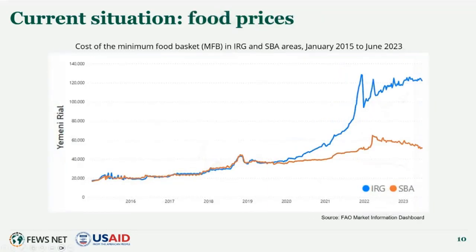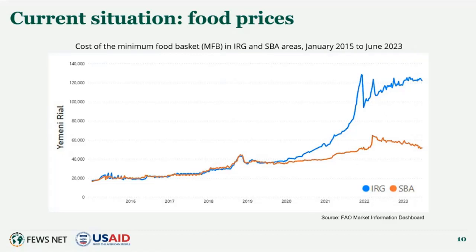Now we'll turn to look at food prices, which are, of course, very important to food security in Yemen. In Yemen, most poor households, even in rural areas, depend on markets for a notable share of their food, as the contribution of agriculture to households' own food supply is relatively limited. And I would note that most of Yemen's staple food supply is also imported, with local production contributing only minimally.